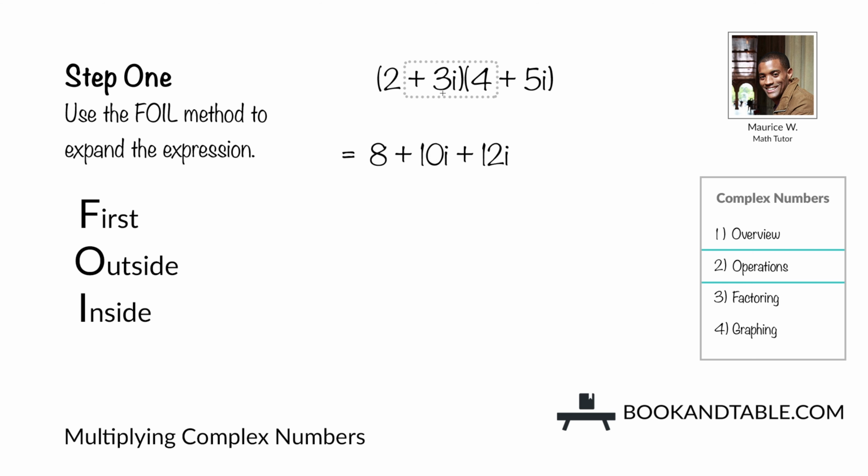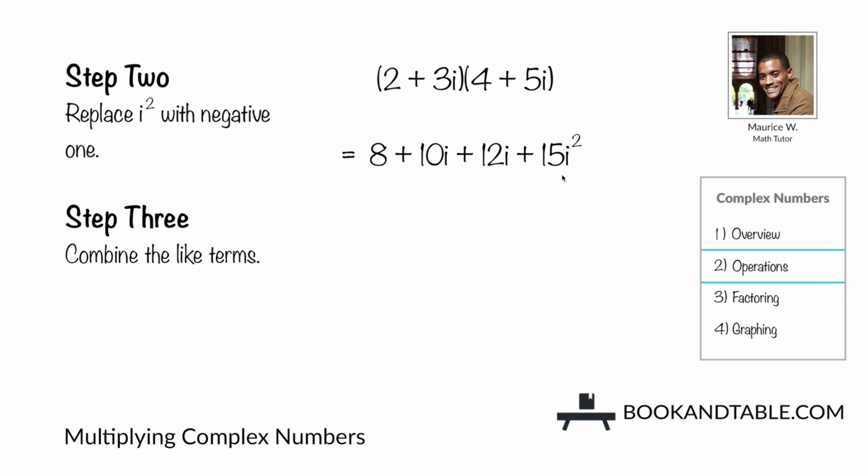Now we're going to take our 3i and multiply it times 4 and 5i. So the I in FOIL stands for inside, multiplying the inside terms. 3i times 4 gives us 12i. And then the L in FOIL stands for last, meaning we're multiplying the last term in each complex number. 3i times 5i gives us 15i squared. So after we use the FOIL method, we are left with 8 plus 10i plus 12i plus 15i squared.